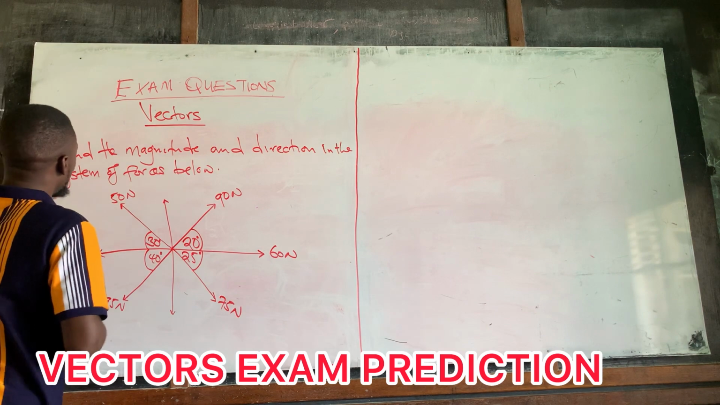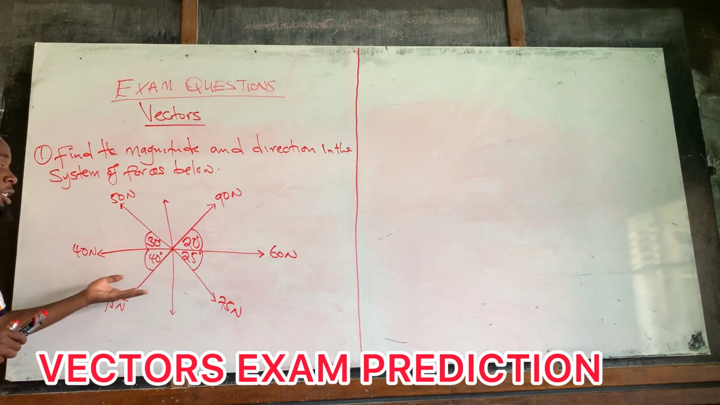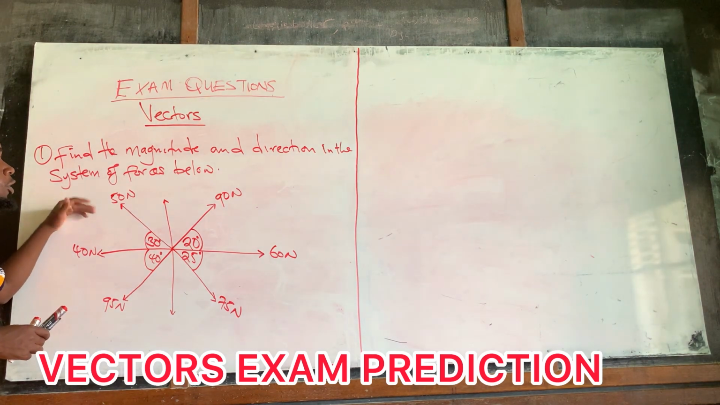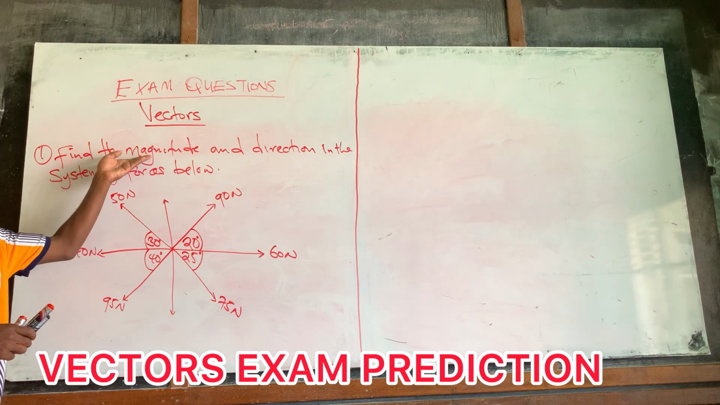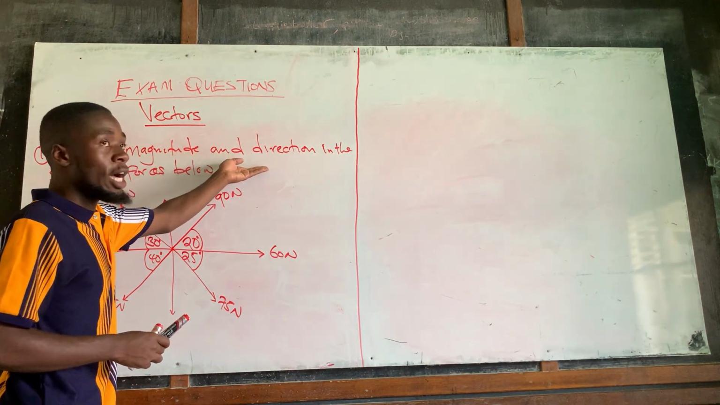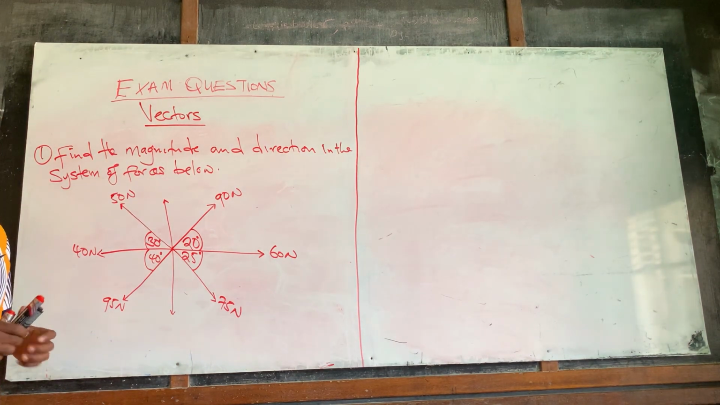The question is: find the magnitude and direction in the system of forces below. So this is a system of forces here, okay? And we are told to find the magnitude and direction. When they tell us to find the magnitude, they want a value, which is just the size of the force. And direction, which is the angle. So we are told to find the size and the angle, okay?